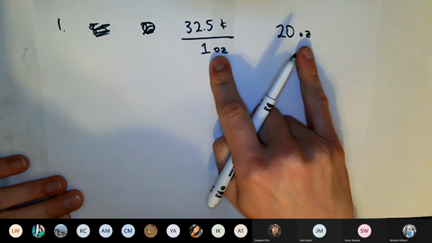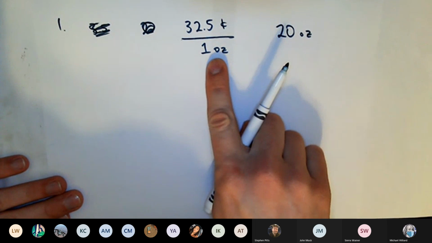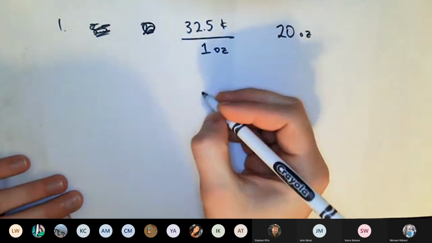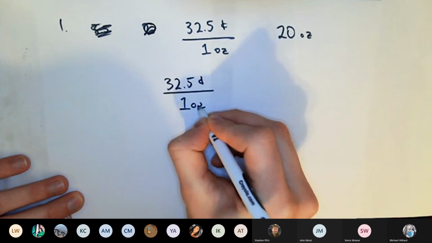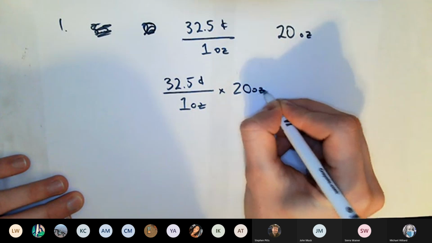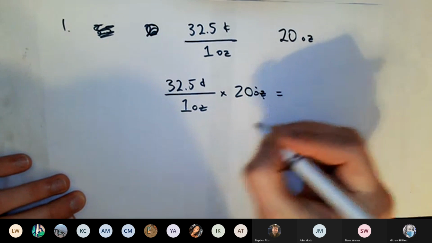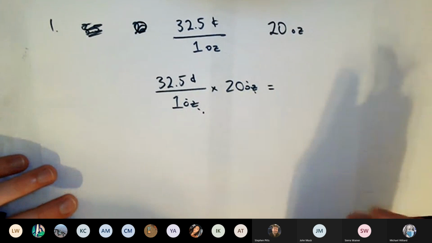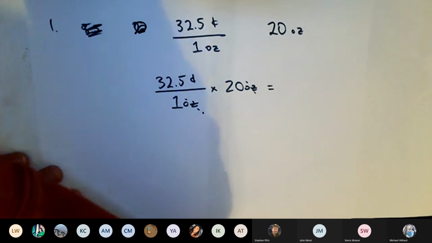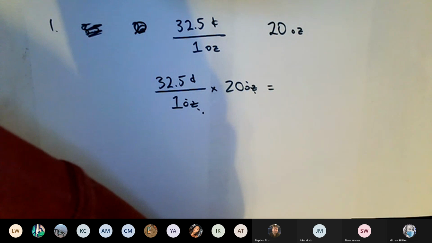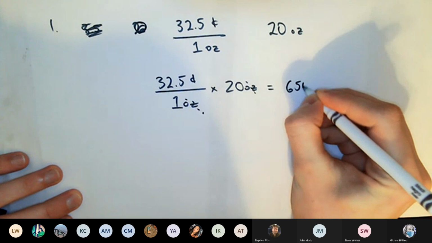If that's not enough for you, think about the units canceling here. We want ounces to go away and money to remain. Money's on top right now, and I've got ounces on the bottom. If I multiply by these ounces, like units cancel, literally the word cancels out. And I end up just having to do 32.5 times 20, which is 650 cents.